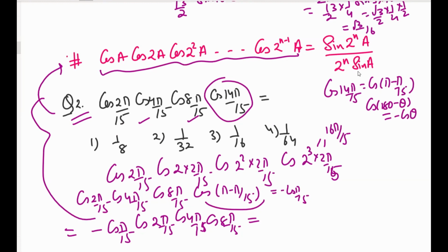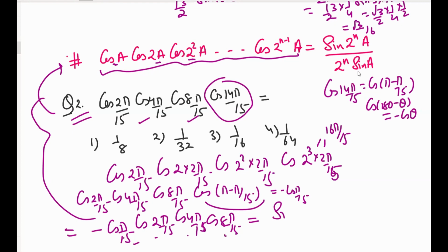Now in this formula, the first term is cos 2 to the power 0 into A, then 2A, then 2 square A, and so on. That means from 2 to the power 0 to 2 to the power n minus 1, we have n terms. So simply if you have to find n, you just count the number of terms: 1, 2, 3, and 4. So n is here 4.